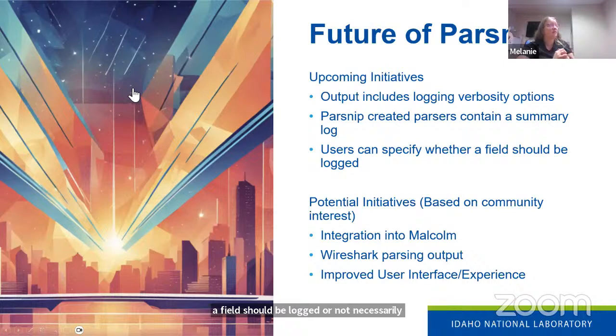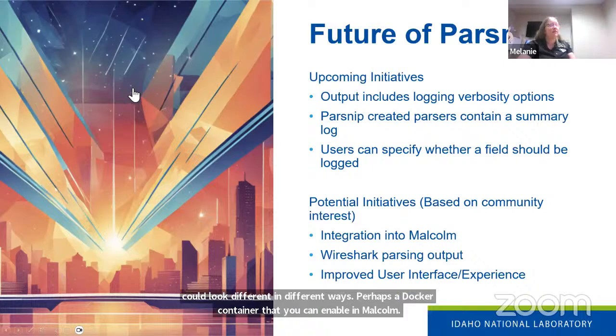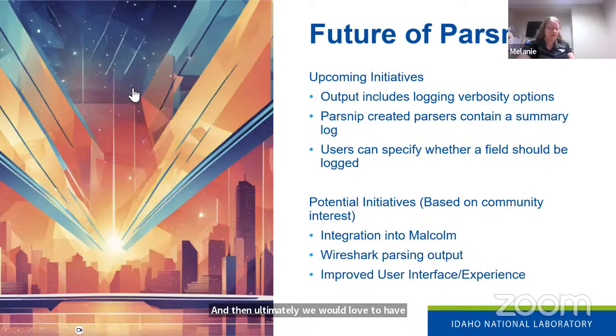Potential initiatives based on community interests. We work very closely with the Malcolm team and Seth Grover. And one of the potential interests is integration into Malcolm. This could look different in different ways, perhaps a Docker container that you can enable on Malcolm. And then ultimately, we would love to have a way to export your data either from Arkime or other captures into Parsnip, so you can look side by side with your bytes field and what you're telling Parsnip to parse it as, and do that side-by-side comparison.